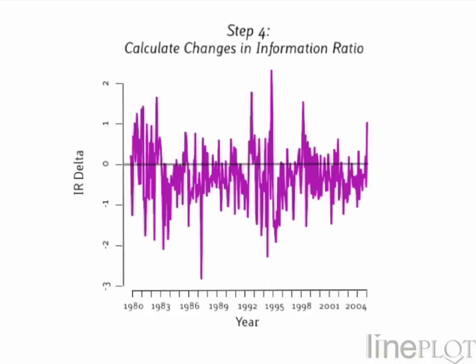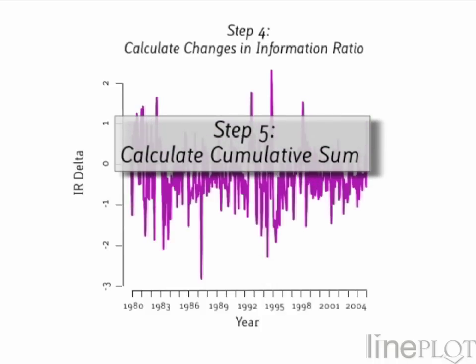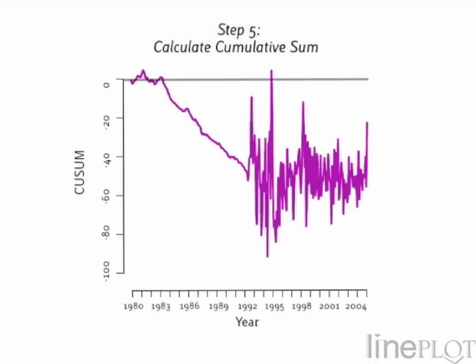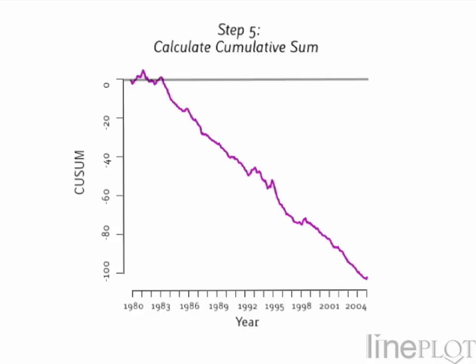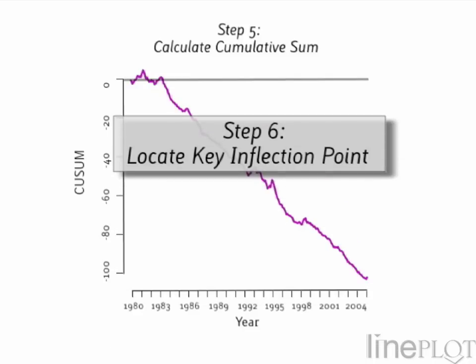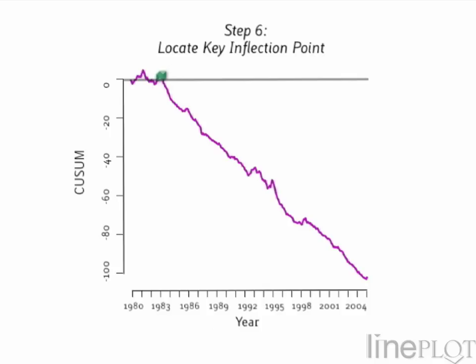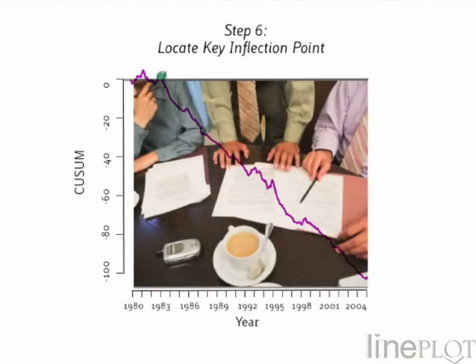So far, each of these charts looks basically random. In the final step, we calculate the cumulative sum of the information ratio changes, the CUSUM. This chart does not look random at all. There is a major inflection point in 1984. This indicates a change in trend, a structural change in the game. And in that month, the fund made a major change in strategy. Without knowing the fund's strategic history, CUSUM was able to detect a statistically significant structural change.